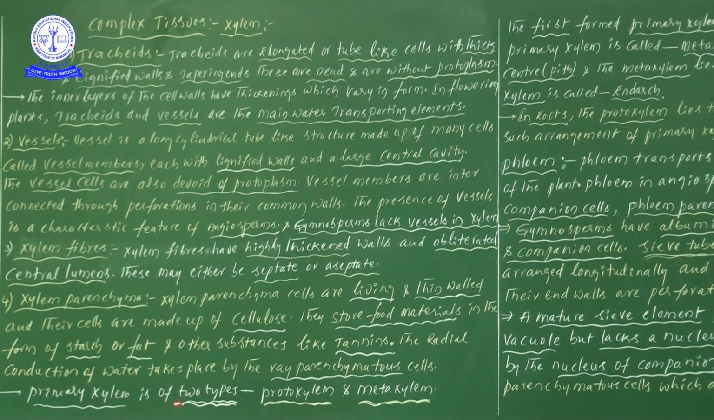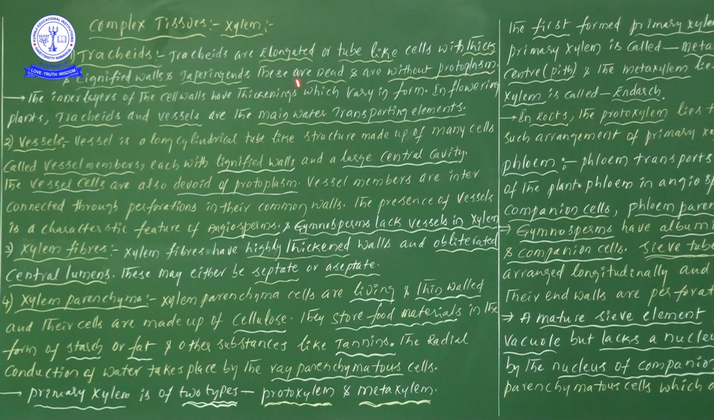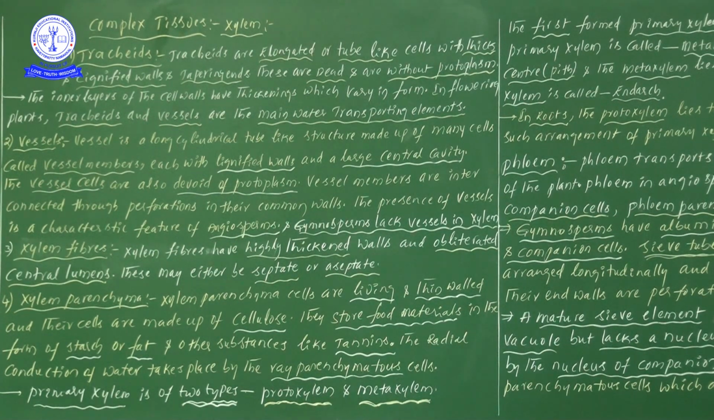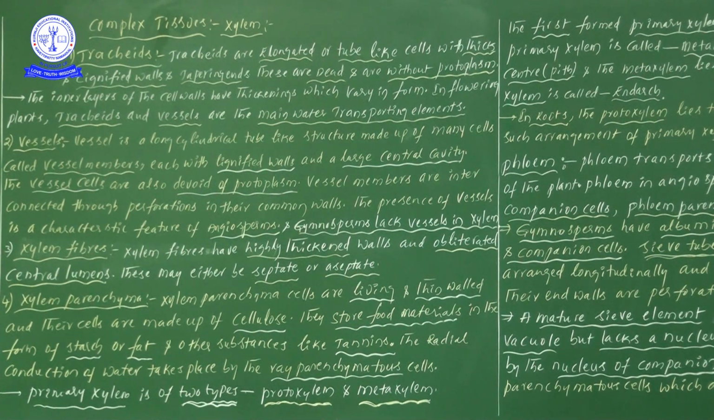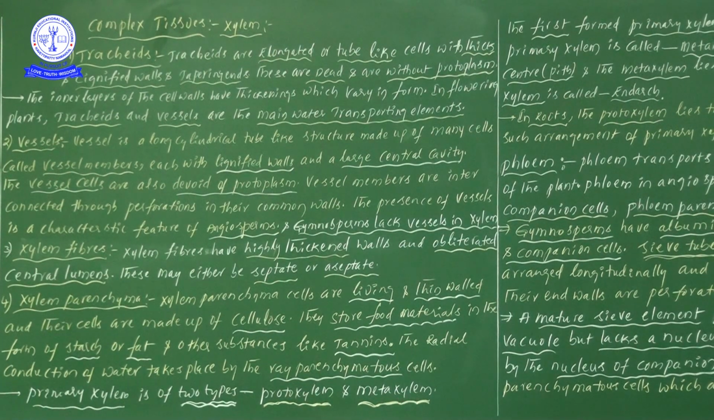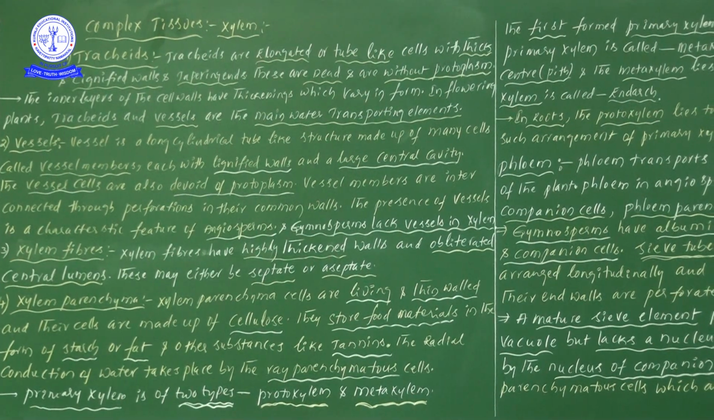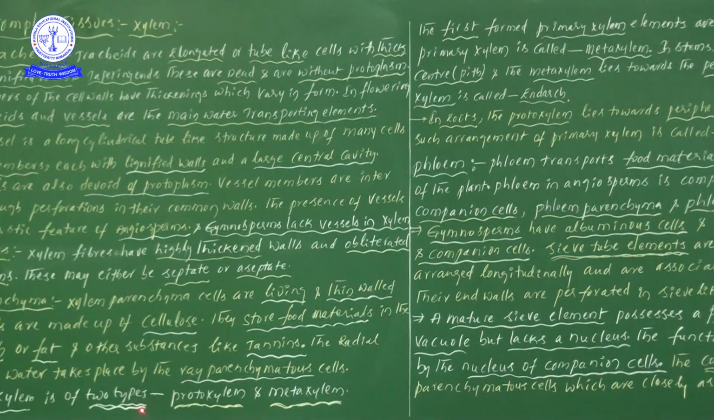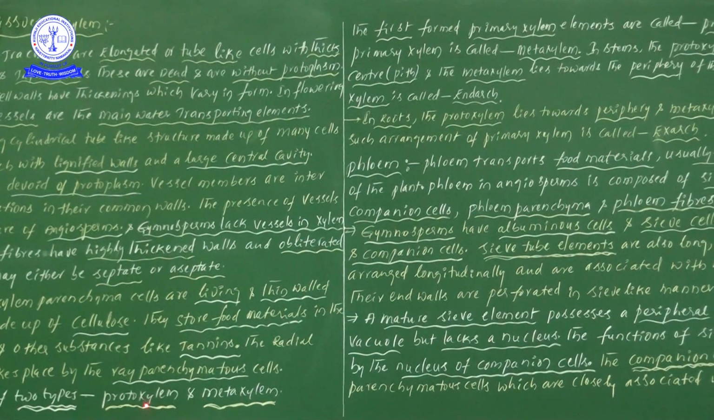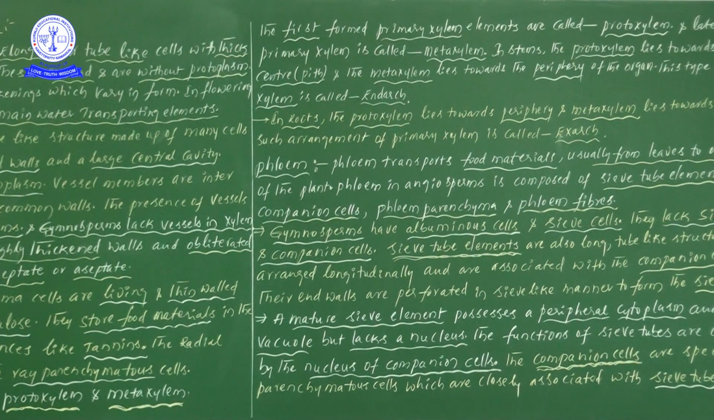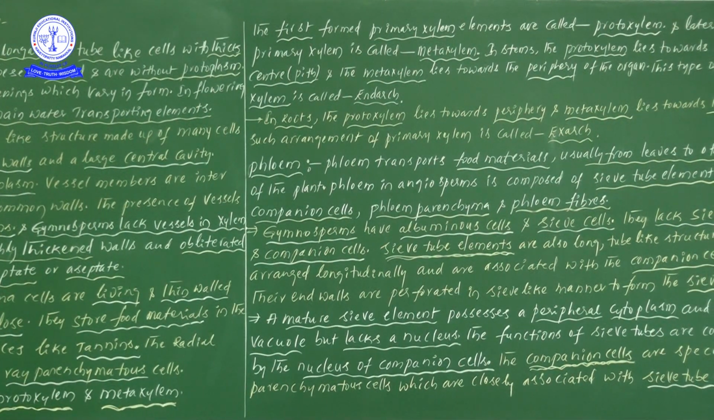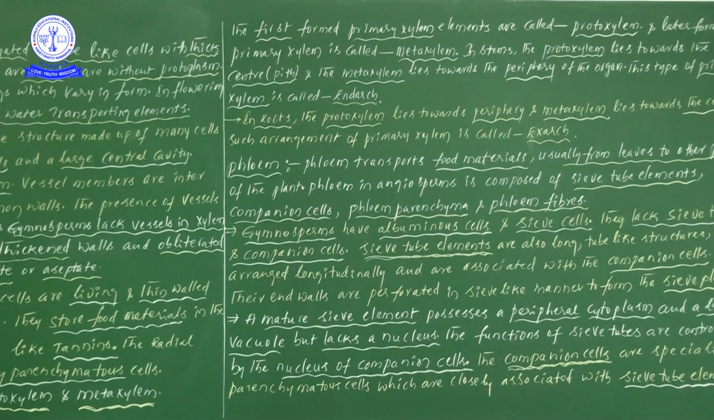Now the primary xylem is of 2 types. What are the 2 types? The first one is protoxylem and the second one is metaxylem. Simply, primary xylem is divided into protoxylem and metaxylem. Now let us see what protoxylem means and what metaxylem means.